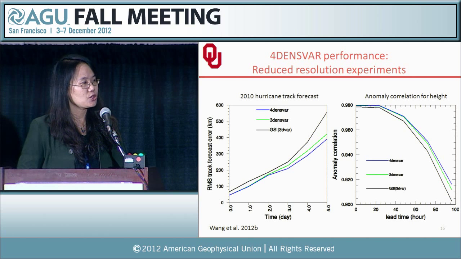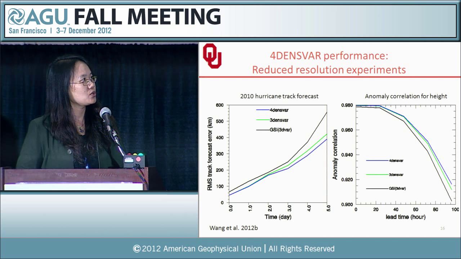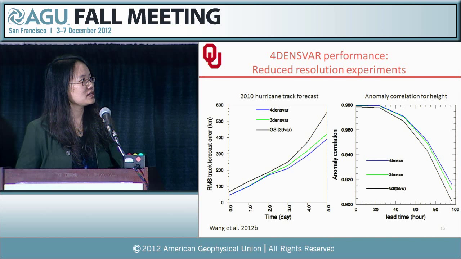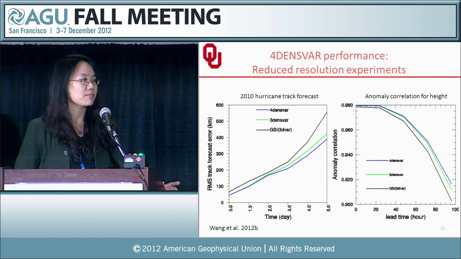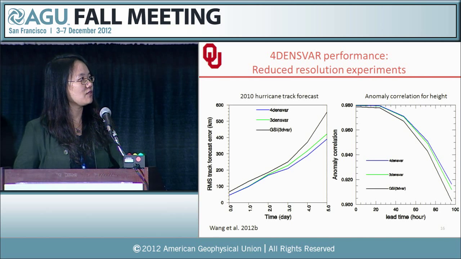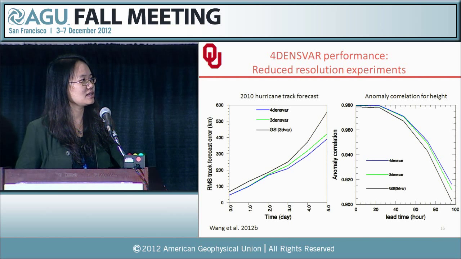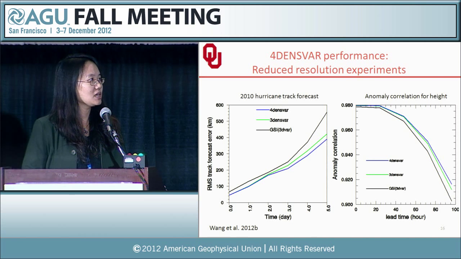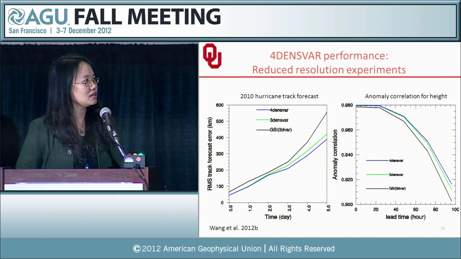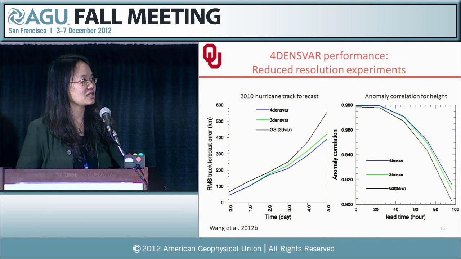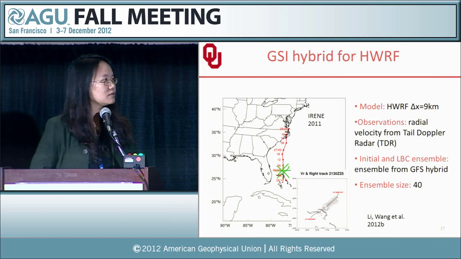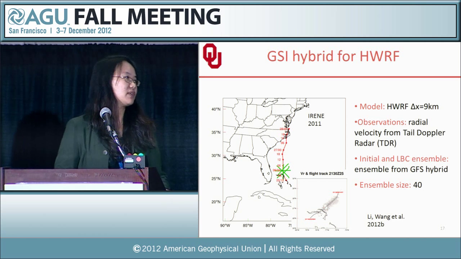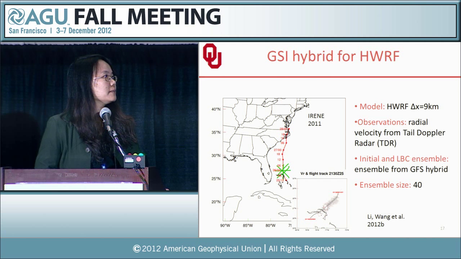So we tested this newly developed 4D ensemble-Var using reduced resolution experiments. This is the result for 2010, one summer month. On the left is the RMSE of hurricane track forecast. On the other hand, this is the geopotential height forecast for up to 4 days. The black one is the GSI, green one is 3D hybrid, and blue one is 4D hybrid. You can see there's a further improvement from the 4D extension as compared to the 3D hybrid for both the track and the anomaly correlation of the height forecast.